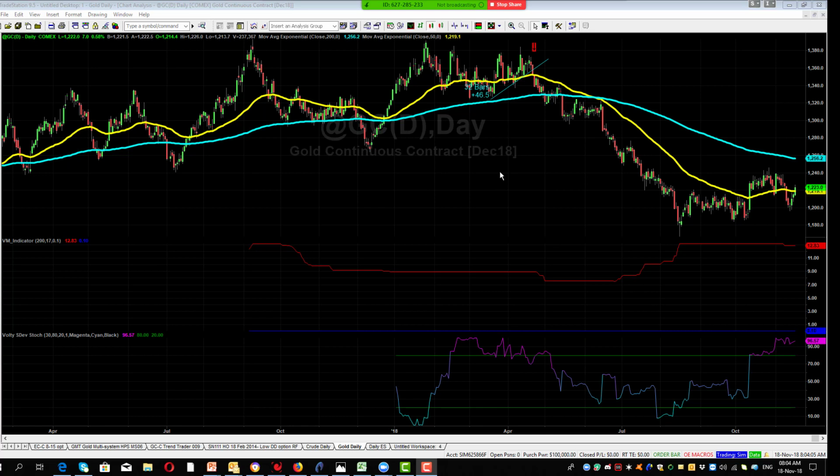Now, you can see here we've got the 50 and the 200 period moving averages. They're our institutional indicators that tell us where the strength is in this market, and we've dipped below the 50 and 200. They've crossed, so this is definitely a bearish market at the moment. We've found some support there at 1180, so it's going to be interesting to see what happens over the next couple of weeks.